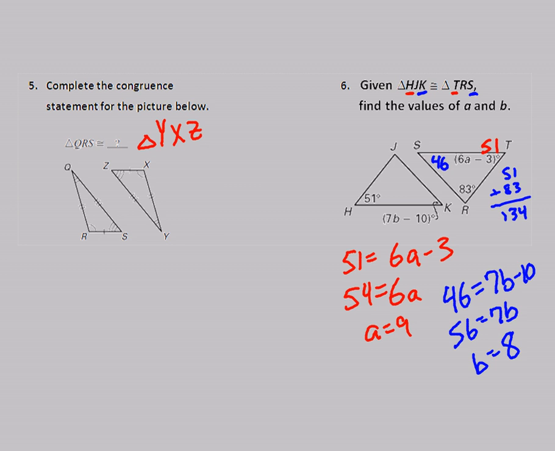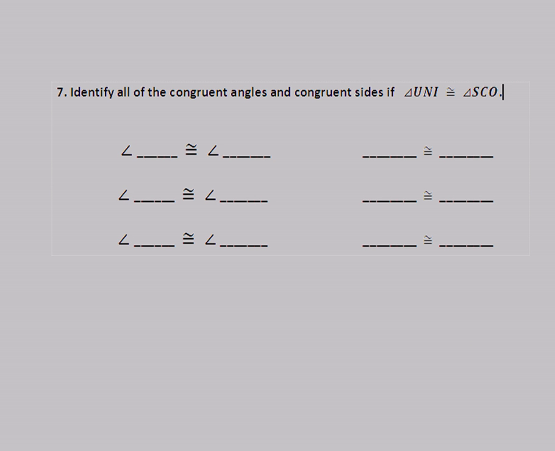Alright, looking here, number 7. This should be an easy 3 points. Triangle UNI, triangle SCO, what angles are congruent, what sides are congruent. Angles, I can really just go U and I right down, and SCO straight down. U and S, both in the first spot, they're congruent. N and C in the second spot, I and O in the third spot, all of them need to be congruent. Same with the sides.